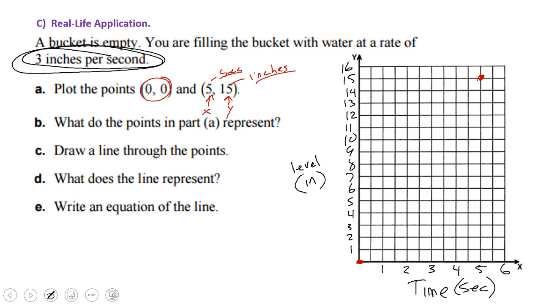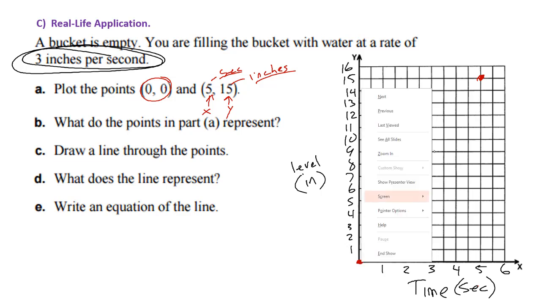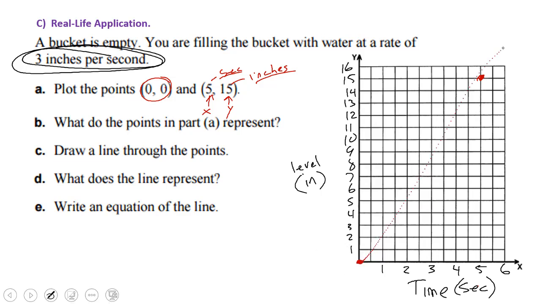Very good. C says draw a line through the points. So you're going to use a wonderful straight edge to do it precisely. I'm going right through that line as best I can. And it says, what does this line represent? Well, this line says, as we talked about way before, that every single point on this line shows how many inches are in this bucket after a certain amount of time.